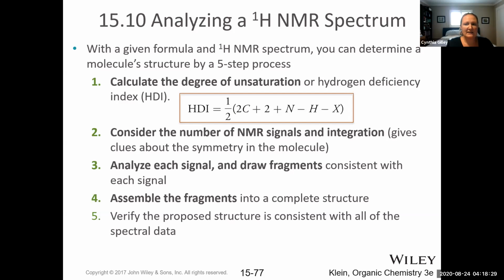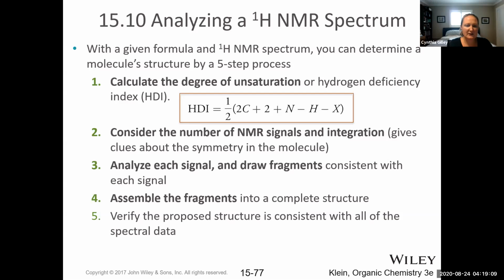Okay, so when you get a spectrum, what are the steps you can take to determine the structure from the spectrum? First of all, you will always be given a molecular formula along with the spectrum. When you have that molecular formula, you can calculate the degree of unsaturation, also known as the hydrogen deficiency index, just like we talked about previously. That will tell you how many potential pi bonds or rings might be in the compound, which is useful information if you're trying to determine a structure.